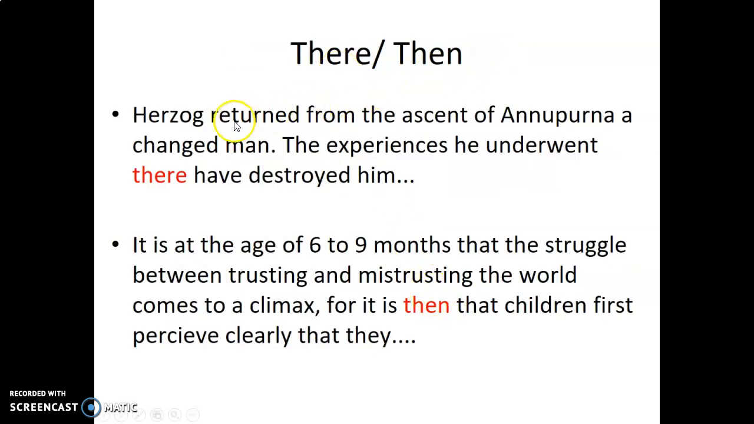Okay, there and then. Look at this example. Herzog returned from the ascent of Annapurna a changed man. The experiences he underwent there have destroyed him. There refers to a location. And what's that location? In this case, the ascent of Annapurna. And then can refer to a time period. It is at the age of 6 to 9 months that the struggle between trusting and mistrusting the world comes to a climax. For it is then that children first perceive clearly that and so on. So then refers to 6 to 9 months.